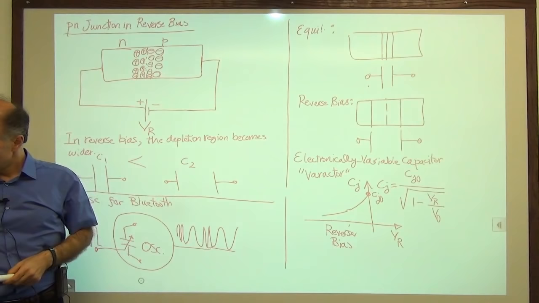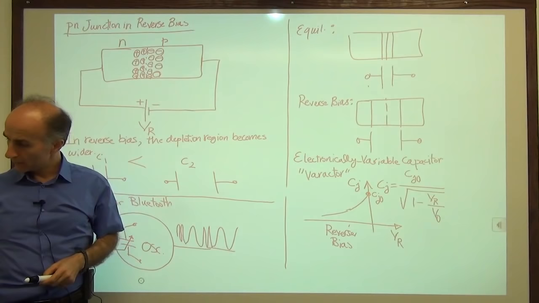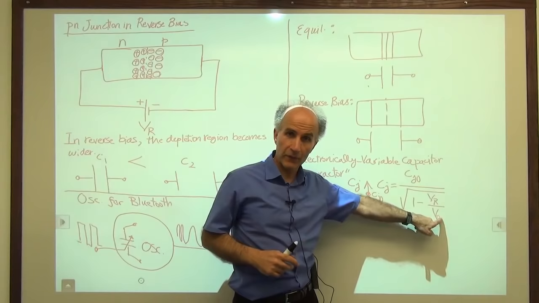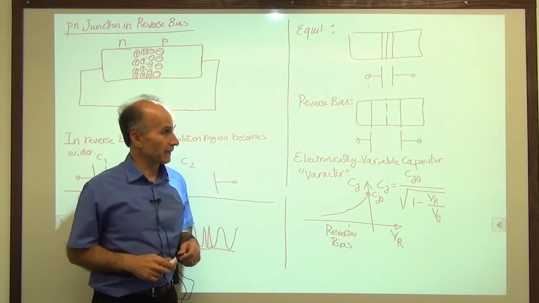Very well. We are approaching the end of our time. Let me see if there's anything else that I need to mention here. Okay, I think I mentioned this. V0 is the built-in potential that we just calculated. So depending on the doping levels, we have a certain V0 that goes in here, and that will give us the equation for the junction capacitance.